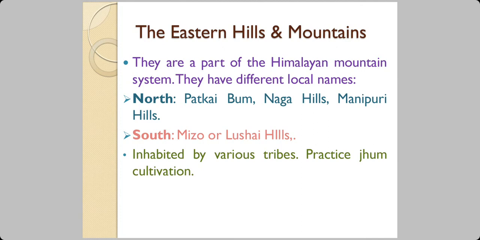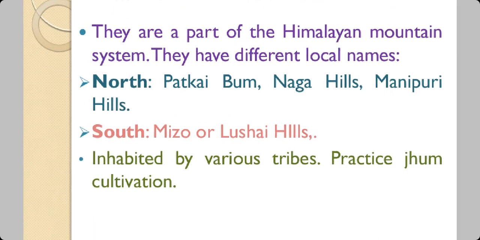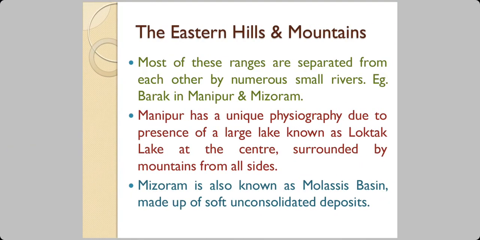Now the next section of the Himalayas is known as the Eastern Hills and Mountains. They are a part of the Himalayan mountain system. They have different local names. In the north they are known as the Patkai Bum and the Naga Hills and Manipur Hills. In the south we have the Mizo and Lushai Hills. And this is inhabited by various tribes. They practice jhum cultivation. You have learnt in standard 10. Jhum cultivation is where you just slash and burn one area, clear it for agriculture, practice agriculture for some time, maybe a couple of years, and when the fertility of the soil reduces, you go to another place and repeat the process.